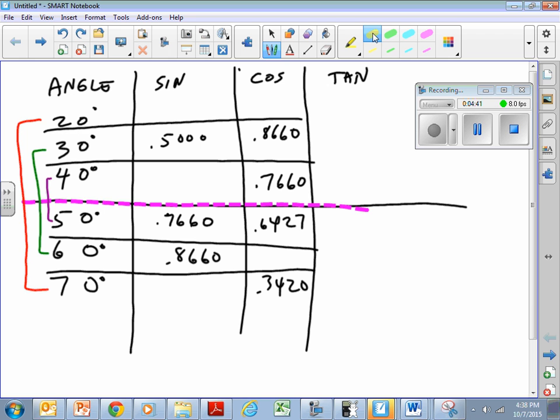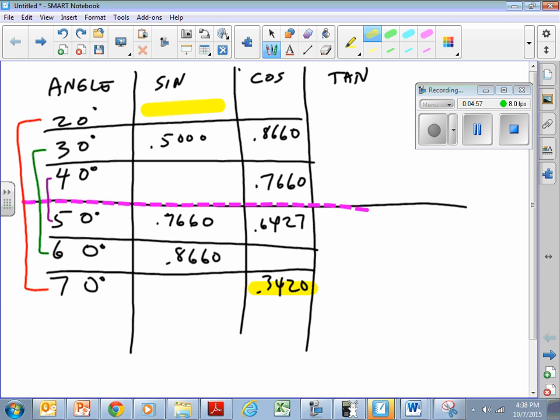Watch this. The sine of 20 degrees matches with its partner. His partner happens to be 70. It matches the cosine on that one.